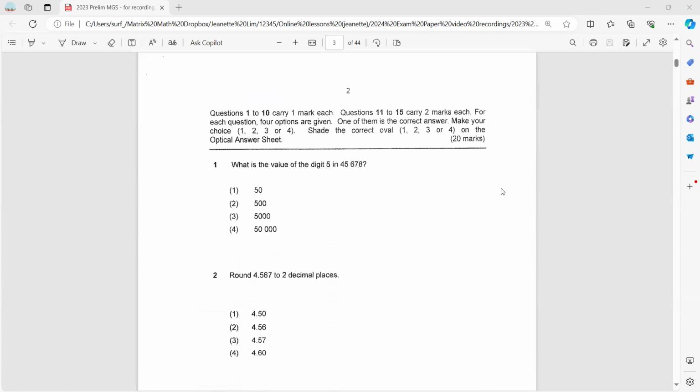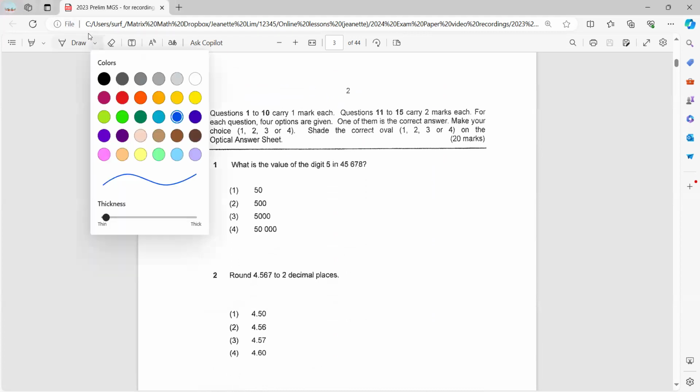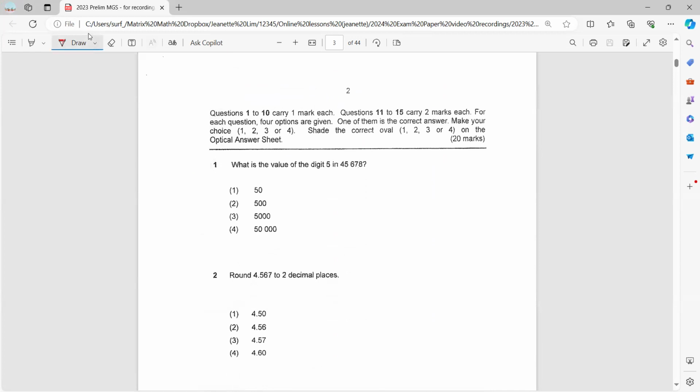Question 1. What is the value of the digit 5 in 45,678? So the digit 5 is in the thousands place. So your answer should be 5,000, option 3.